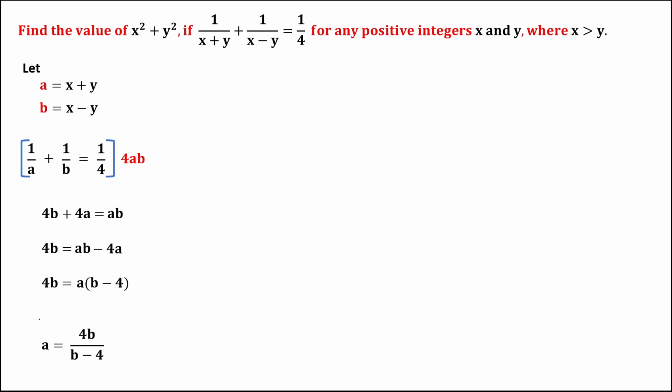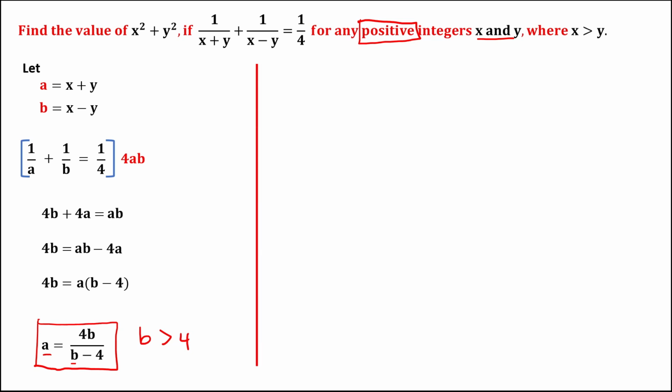Then observe from this equation, b must be greater than 4, because if b is equal to 4, this equation becomes undefined, and if b is less than 4, a becomes negative, but the values for x and y must be positive integers. So therefore b must be greater than 4. So then we need to assign now the value for b.